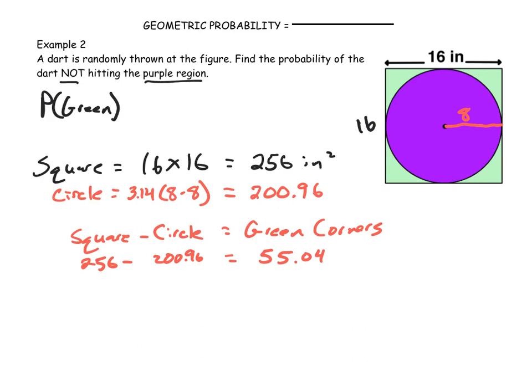So I take my desired area, 55.04 divided by my total area. And the total area here was 16 times 16, that's the whole square, 256. 55.04 divided by 256, I end up with a probability of 0.215. I multiply that by 100 to get it as a percent. I have a 21.5% chance of landing in those green corners, of not hitting the purple region. Try another example.